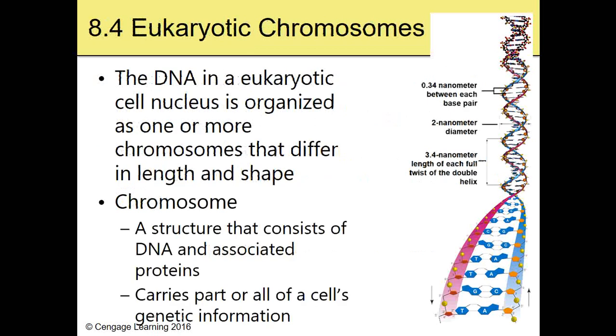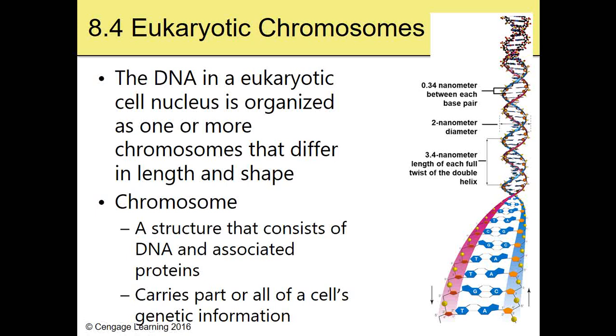So this is what that double-stranded structure looks like. Here we go right over here. You can see this very tiny 0.34 nanometers between each base pair, so that's between this one and this one, and 2 nanometers in diameter, so that's 2 billionths of a meter. Remember, tiny, tiny, tiny little measurements here. And then also 3.4 nanometers for each full turn of DNA, so one full twist of that helix.